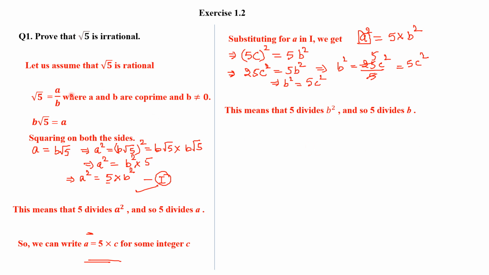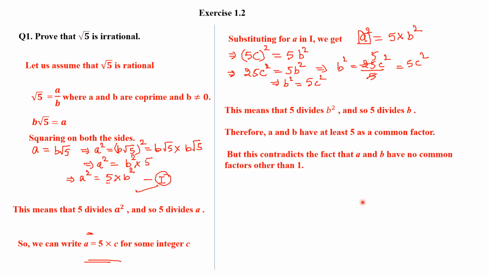So I have assumed in the beginning that it is a rational number and a and b are co-prime numbers. But here I can see a has got one factor 5 also and b has got one factor 5 also, isn't it? So from here I can say that a and b have at least 5 as a common factor. So if one more factor it gets, it means a and b are not co-prime numbers now, isn't it? Because it has got more than two factors. So this contradicts our assumption that a and b have no common factor other than 1.